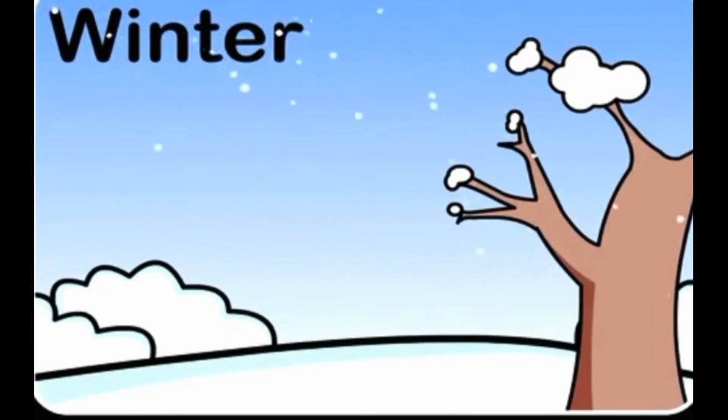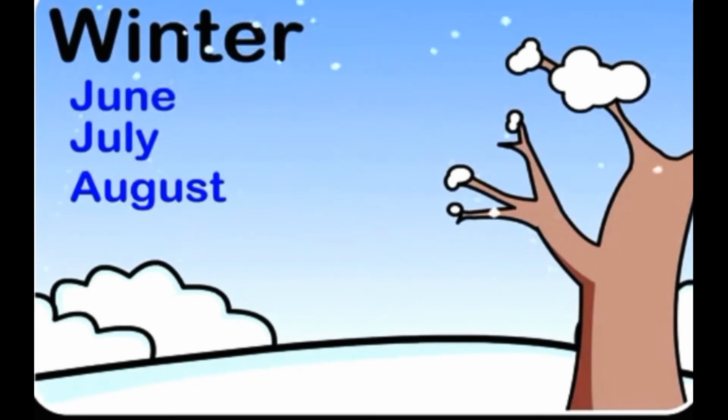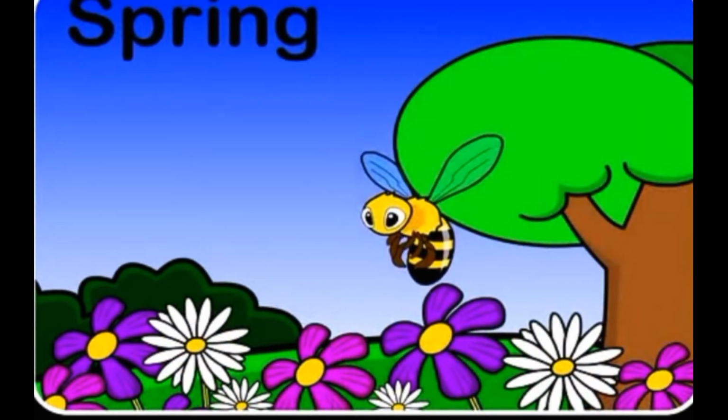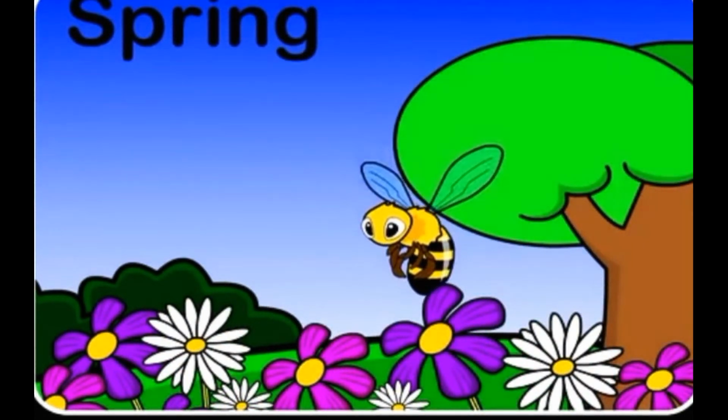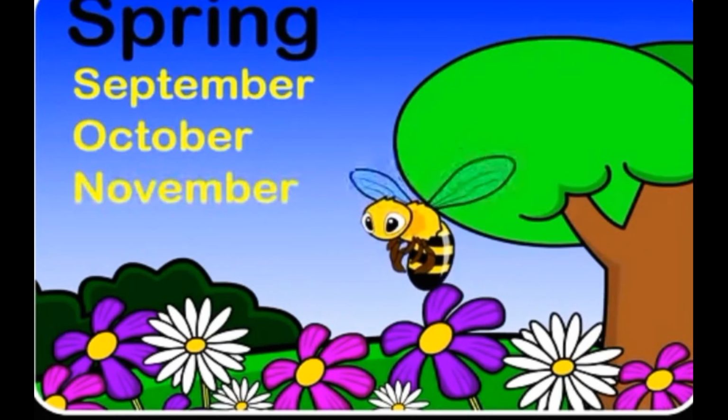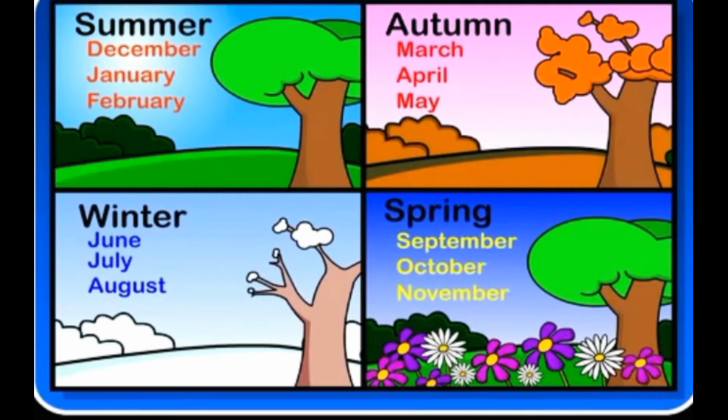What about winter? A very cold season, right? When is winter in Brazil? June, July, and August. And the spring, a beautiful season. It happens in the months of September, October, and November. Here you are. Summer starts in December, goes through the months of January and February.